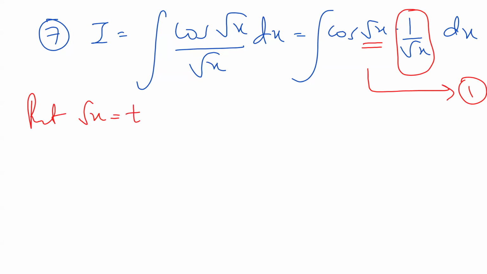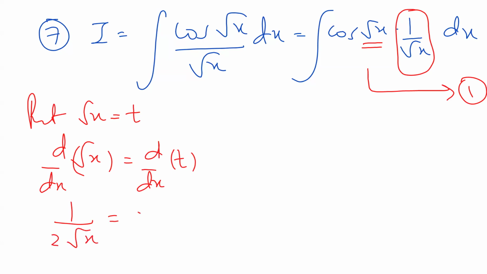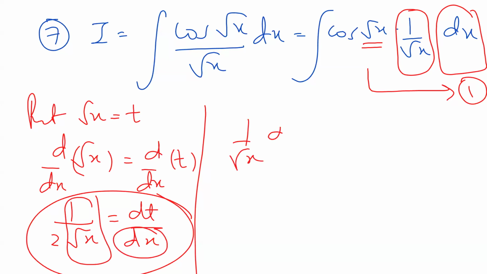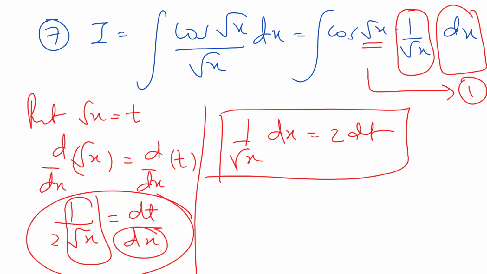Put root x is equal to t. d by dx of root x is d by dx of t, 1 upon 2 root x is dt by dx. Now look at equation number 1 and look at the derivative part, this part. We can create a group of 1 upon root x dx. So 1 upon root x dx is equal to 2 dt. 2 is not required over there. So 1 upon root x dx is 2 dt.